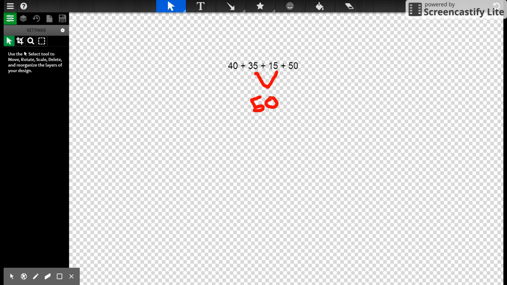And this makes this problem very easy to solve because now you've got 50 plus 50, which is 100, plus 40 more. Well, 100 plus 40 equals 140. So that gives us a quick and easy answer to problem number 1 there, 140 boxes in all.